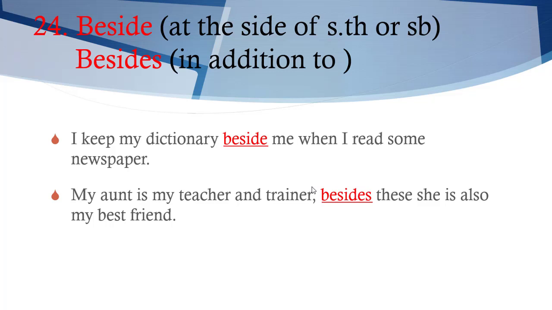Our next group of words is beside and besides. There is the difference of S only at the end in the spelling. Beside has no S, whereas we get S at the end of besides. The first word, beside, means at the side of something or somebody, whereas besides means in addition, including something more. The first word, beside, can be used in a sentence as: I keep my dictionary beside me when I read some newspaper.